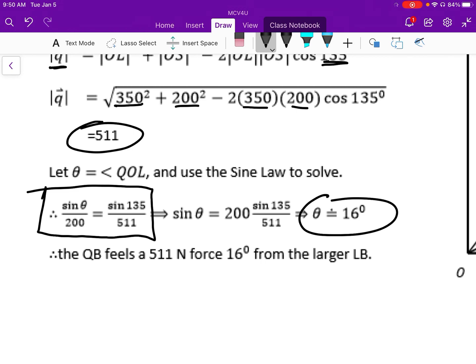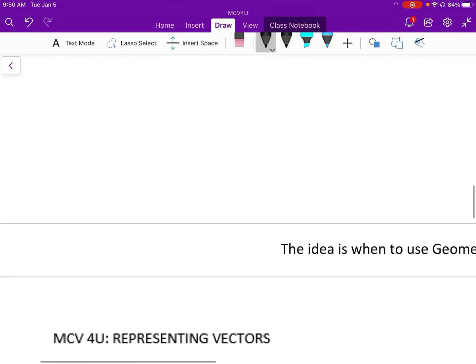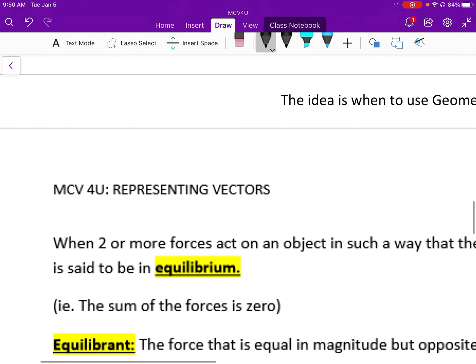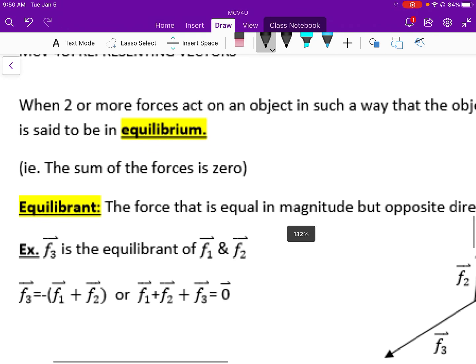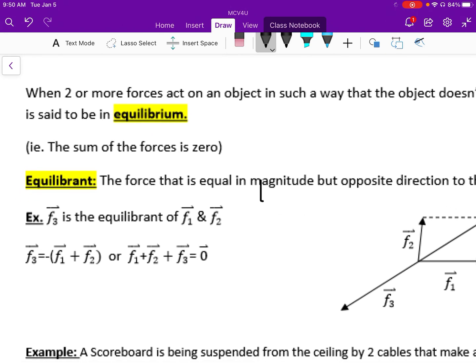So here's how we can state it. Here's the force that the quarterback feels, at 16 degrees from the larger linebacker. Understand those. And the key is, you've got to be able to do the algebra as well. I'm assuming you can do this, grade 12s. Now let's take a look at this next concept.